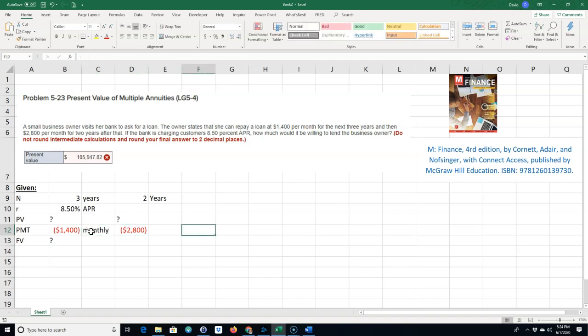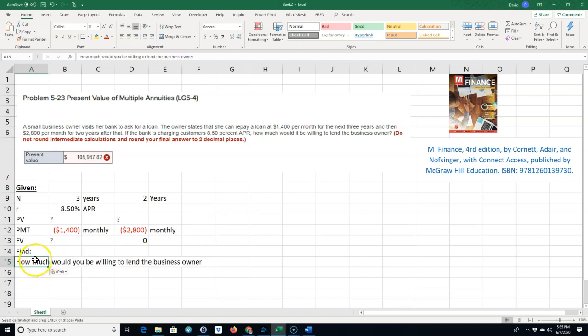So right away you need to be careful here, because this is monthly, this is yearly, and this is yearly. So we don't want to mix our units when we solve this. And also this is going to be 0 because there's no cash flow at the end, right? So basically you want to get to this answer. I'm going to show you how I would solve it, and we want to find how much you'd be willing to lend.